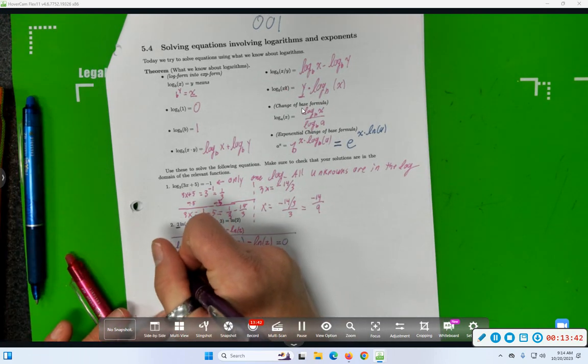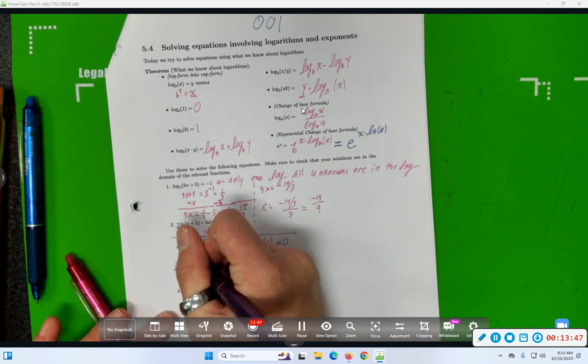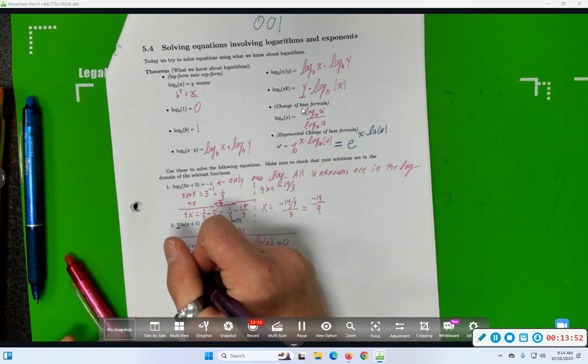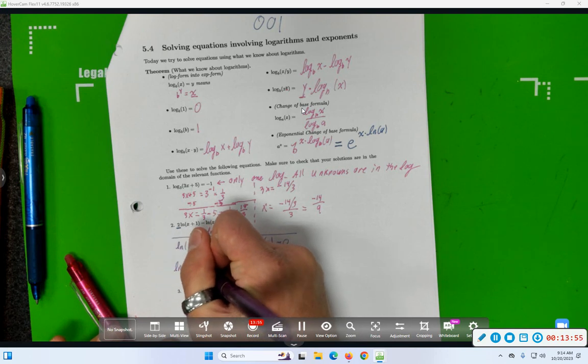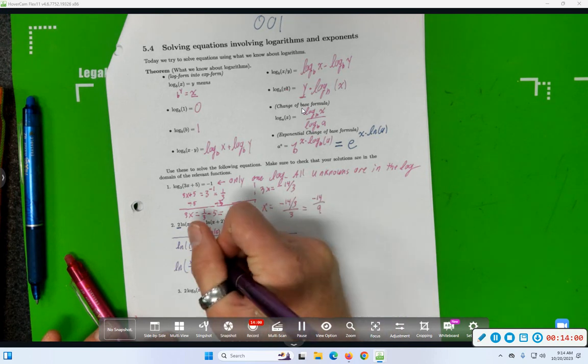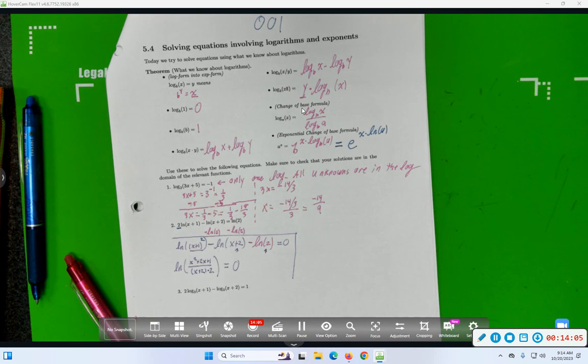So I will see ln of, and let's FOIL this bit out while we're at it. x squared plus 2x plus 1, all over x plus 2 from this term times 2 from that term, equals 0. So the stuff inside of the log is looking a little more complicated, but still not so bad. It's a rational function inside of a log, and now there's only one log in this equation.